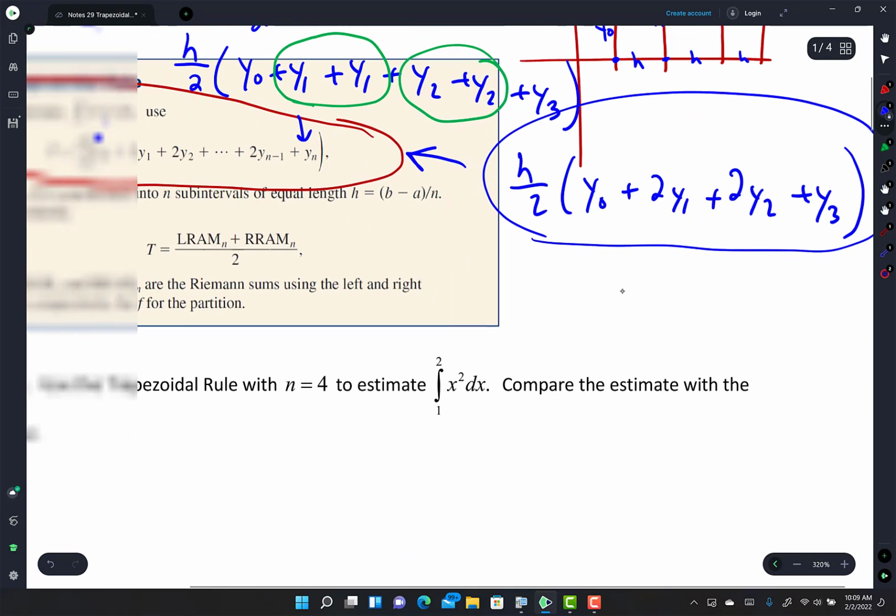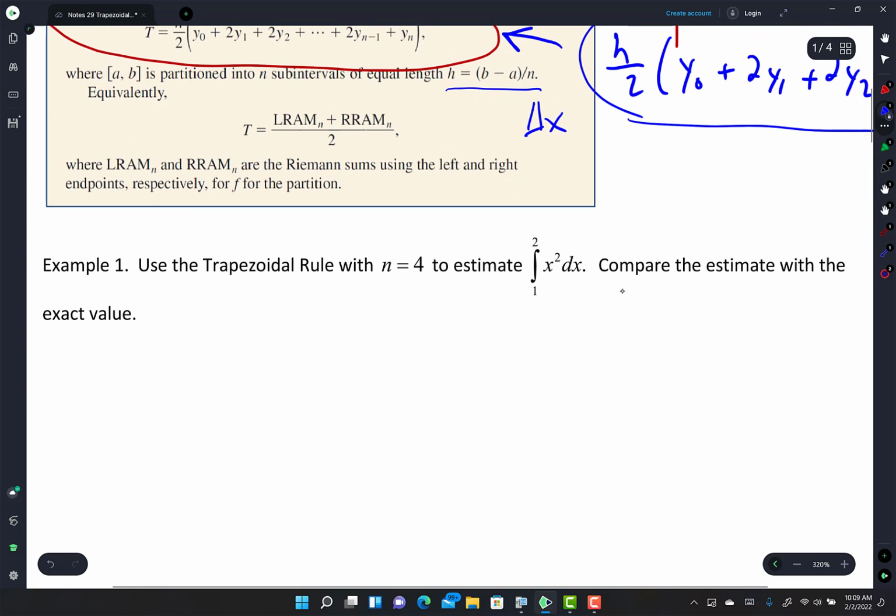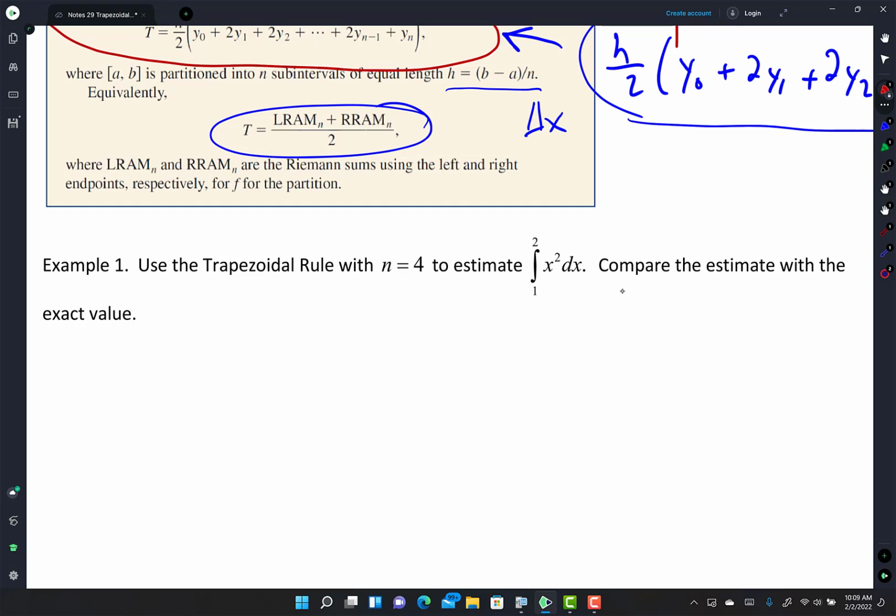Everything else is the same, guys. The height is still the same thing, that's just for delta x. They do tell you that LRAM plus RRAM divided by 2 is the same thing as your trapezoid. You can see that algebraically, but don't worry about that until we get to it. How do we feel?